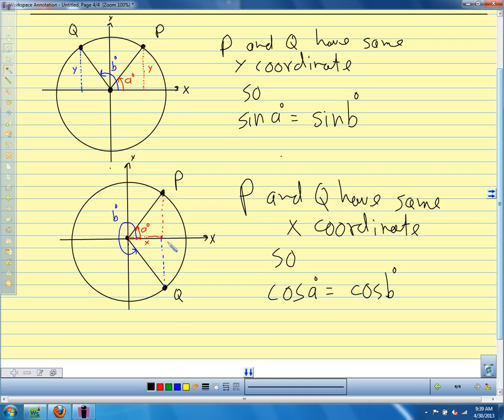So first, questions on why the sines of these two angles are the same, why the cosines of these two angles are the same? Yes? The reason they're the same is we said the sine of the angle on the unit circle is the y-coordinate. Here's my y-coordinate for angle A. Here's my y-coordinate for angle B. They're both the same. The cosine gives me the x-coordinate. The x-coordinate of this point is the same as the x-coordinate of that point, so their cosines are the same.